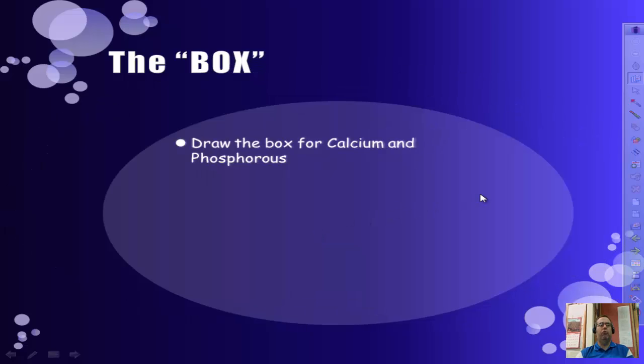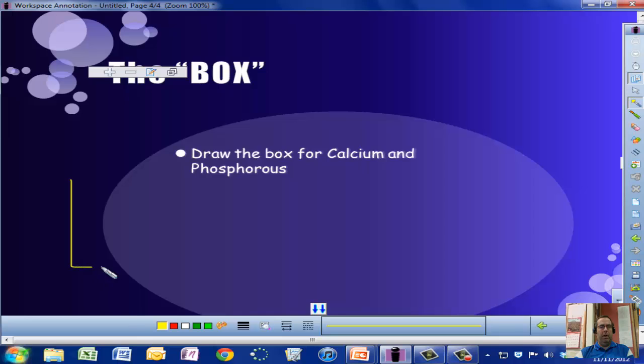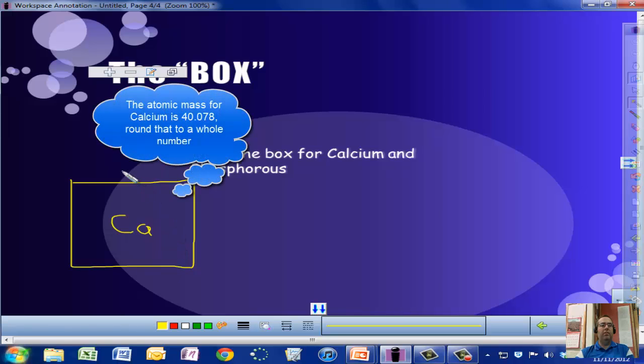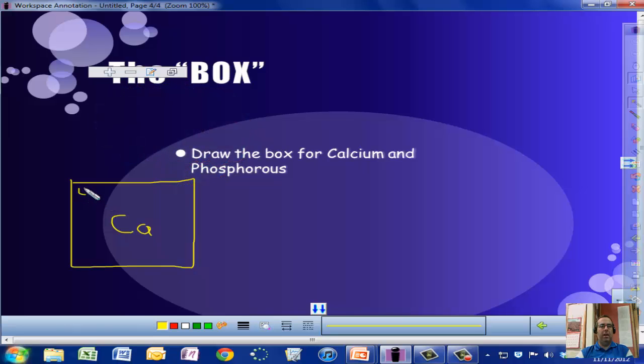So what I said to do is let's go ahead and draw the box for calcium and phosphorus. So if we go ahead and look at calcium, I'm going to go ahead and draw my box here. And again, the symbol for calcium is Ca. Now, looking at the periodic table, the one I have on the wall, it says up there that the atomic mass for calcium is 40.078. So if I take 40.078 and I round it to the nearest whole number, that's going to be 40. The atomic number of calcium is 20. Calcium is located in that second column on the periodic table. So in that second column, it's going to be a 2+ charge.